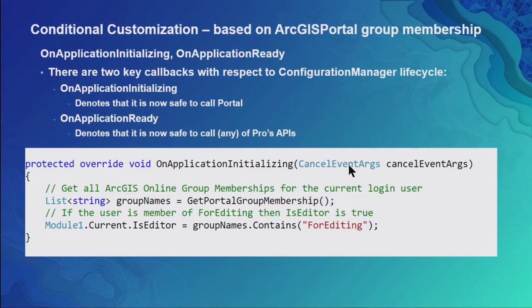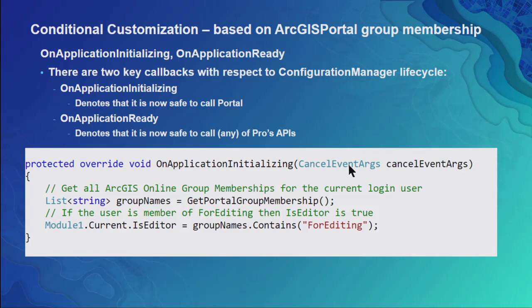First of all, for the conditional customization, I need to find an entry point where I can query the information from ArcGIS Online. There are two methods that I am specifically interested in, provided through the configuration manager: OnApplicationInitializing and OnApplicationReady. These two key callbacks are important in respect to the configuration manager lifecycle. OnApplicationInitializing denotes to me that it's now safe to call portal. And OnApplicationReady denotes to me that it's now safe to call any of the Pro API functions.